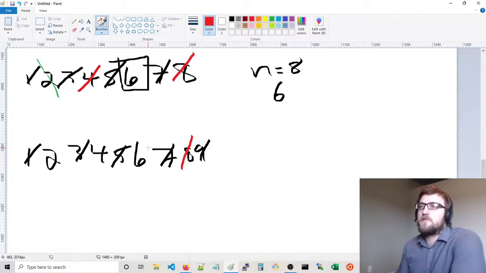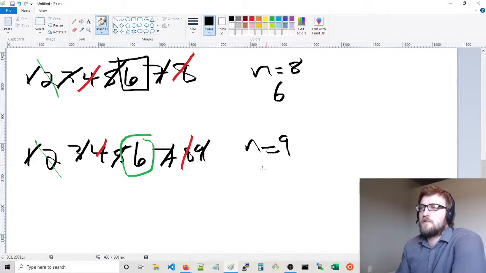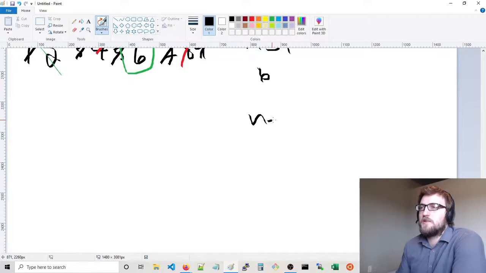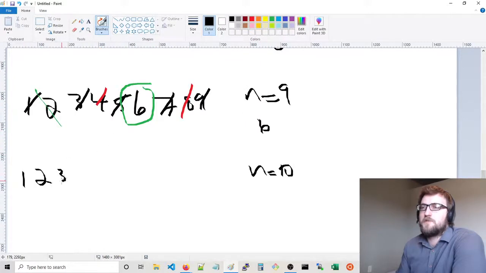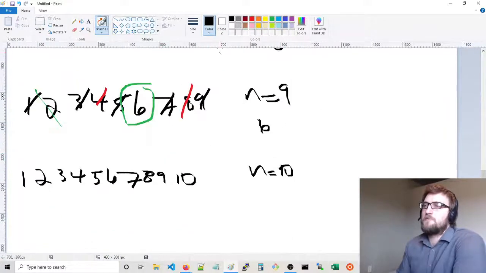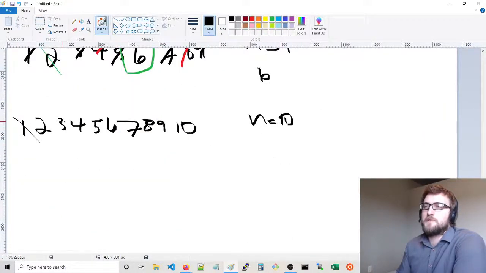8, skip 6, 4, skip 2. Left side we take out 2, left with 6. What about n equals 10? 1, 2, 3, 4, 5, 6, 7, 8, 9, 10. So I can already make a guess that this is going to be 8, but I don't know if it's going to be 8 or not. Let's do it this way. 1, 2, 3, 4, 5. From the right side, 1, skip, 2, skip, skip. Left side, 5, 8. Oh, look at that.